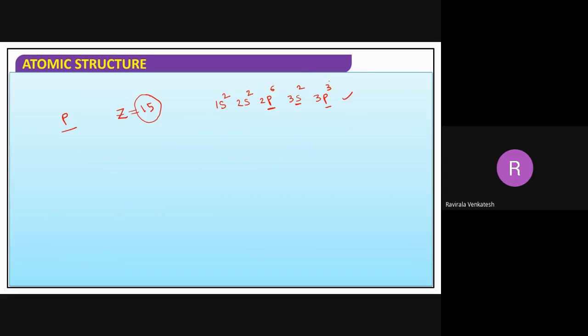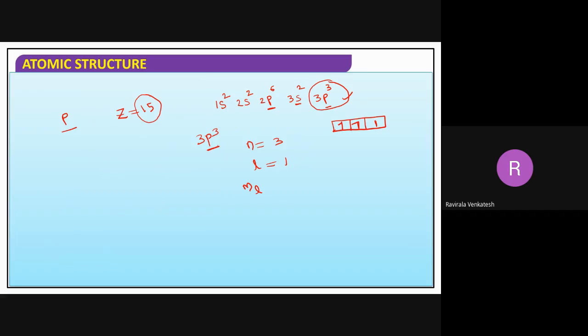Now, how to make the quantum numbers for 3p3? For 3p3, n is equal to 3. l is equal to 1, because it is a p orbital. What about the ml value? For writing the ml value, you need to take 3 orbitals like this: 1, 2, and 3. Now put these 3 electrons in half-filled configuration like this.